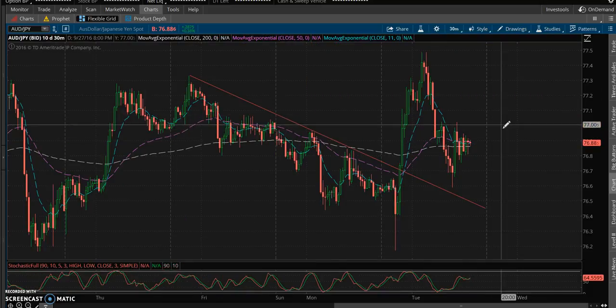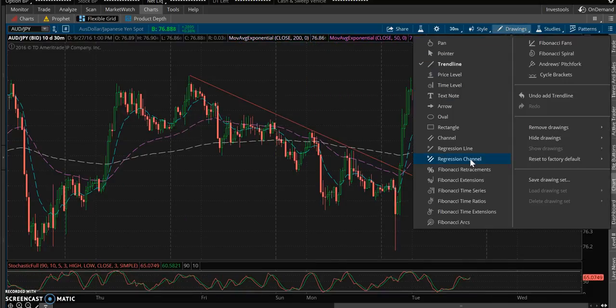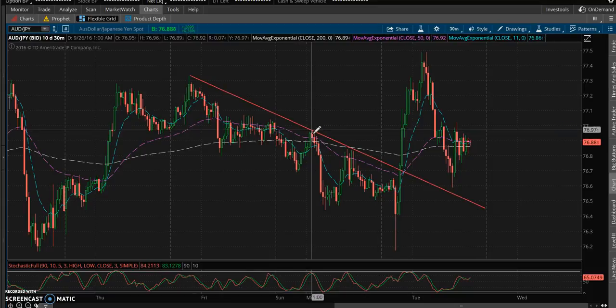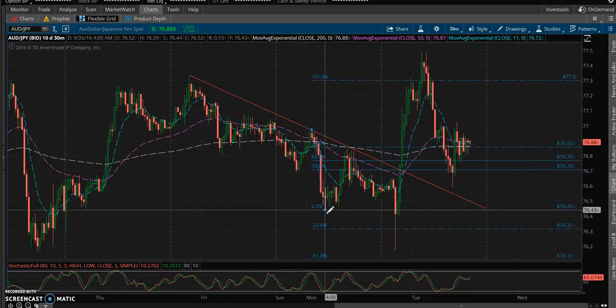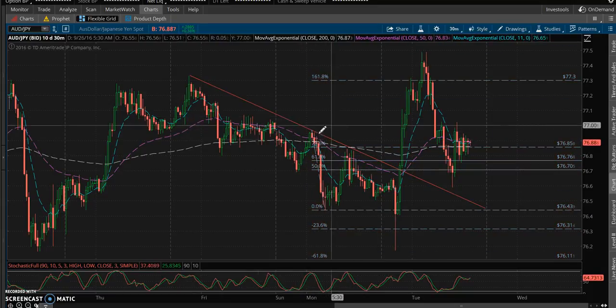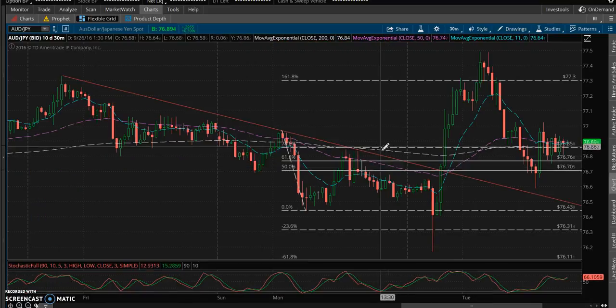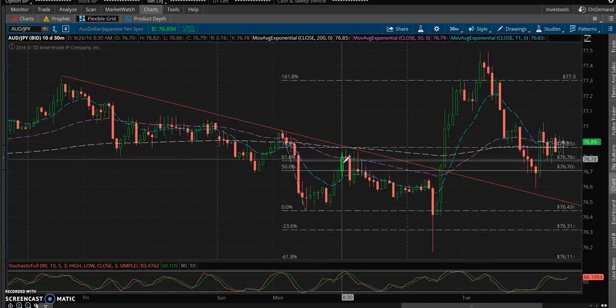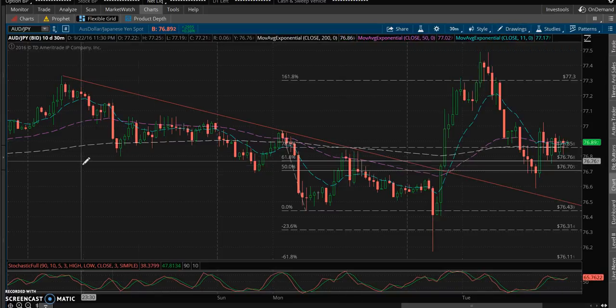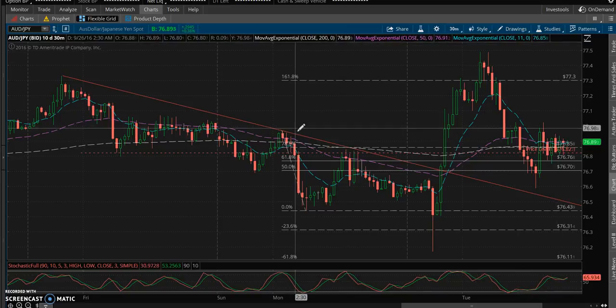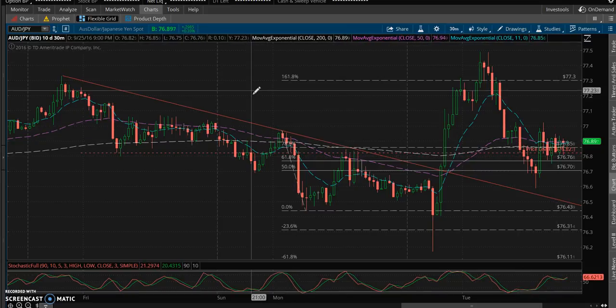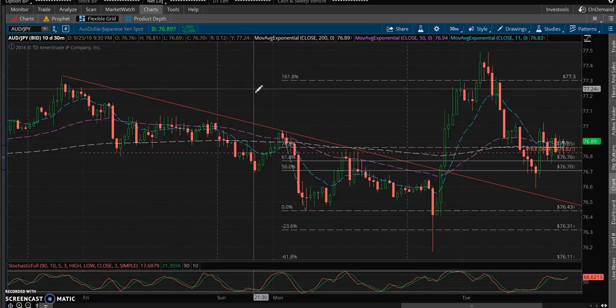I got myself down to the 30-minute chart, and I took my Fibonacci tool, and I was looking for a retracement to right around this area. Now the other thing to keep in mind is that we also have some short-term support and resistance right there. So this is resistance. So we have some short-term resistance.